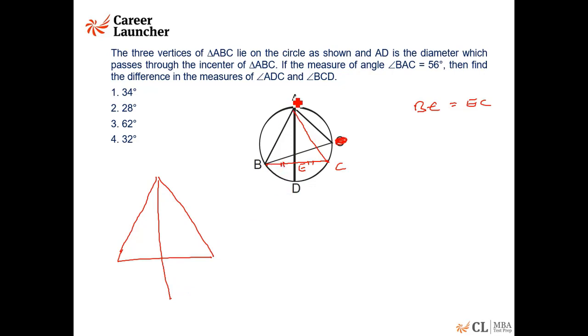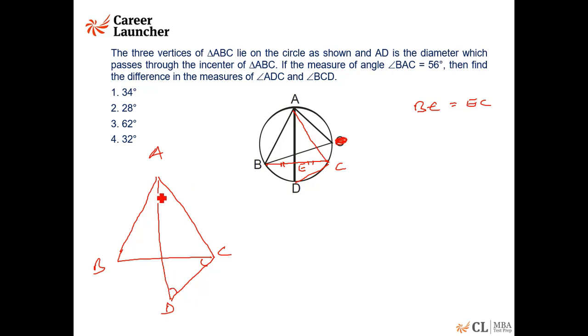And this is D. What do we need? We need angle ADC. That means this. This is A, this is B, this is C, this is D. Okay. And angle BCD. BCD is here. Okay, BCD and ADC. We need to look at the difference between these two angles.